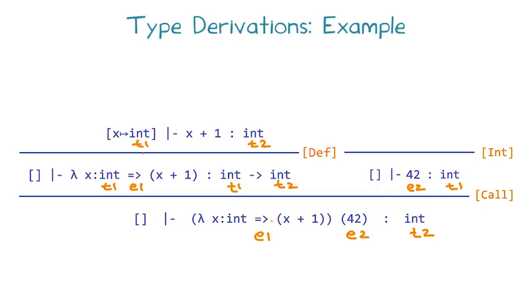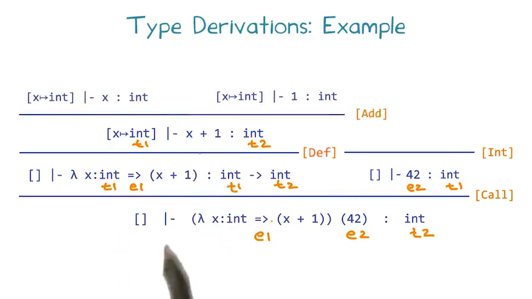Under this assumption, the hypothesis states that it is provable that x plus 1, which is the expression that the function outputs, is an int. Therefore, the def rule schema is correctly instantiated, and we now proceed to prove that x plus 1 has type int under the environment where x is mapped to type int.